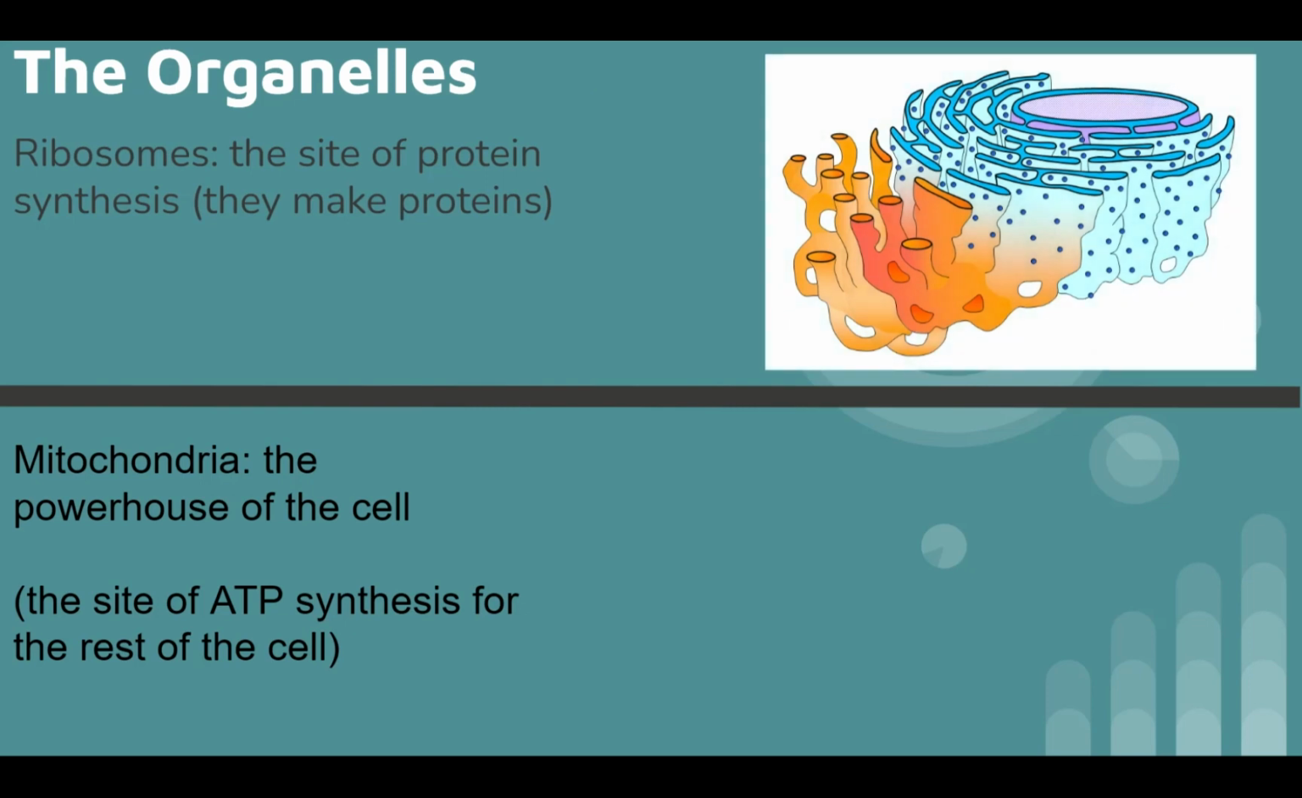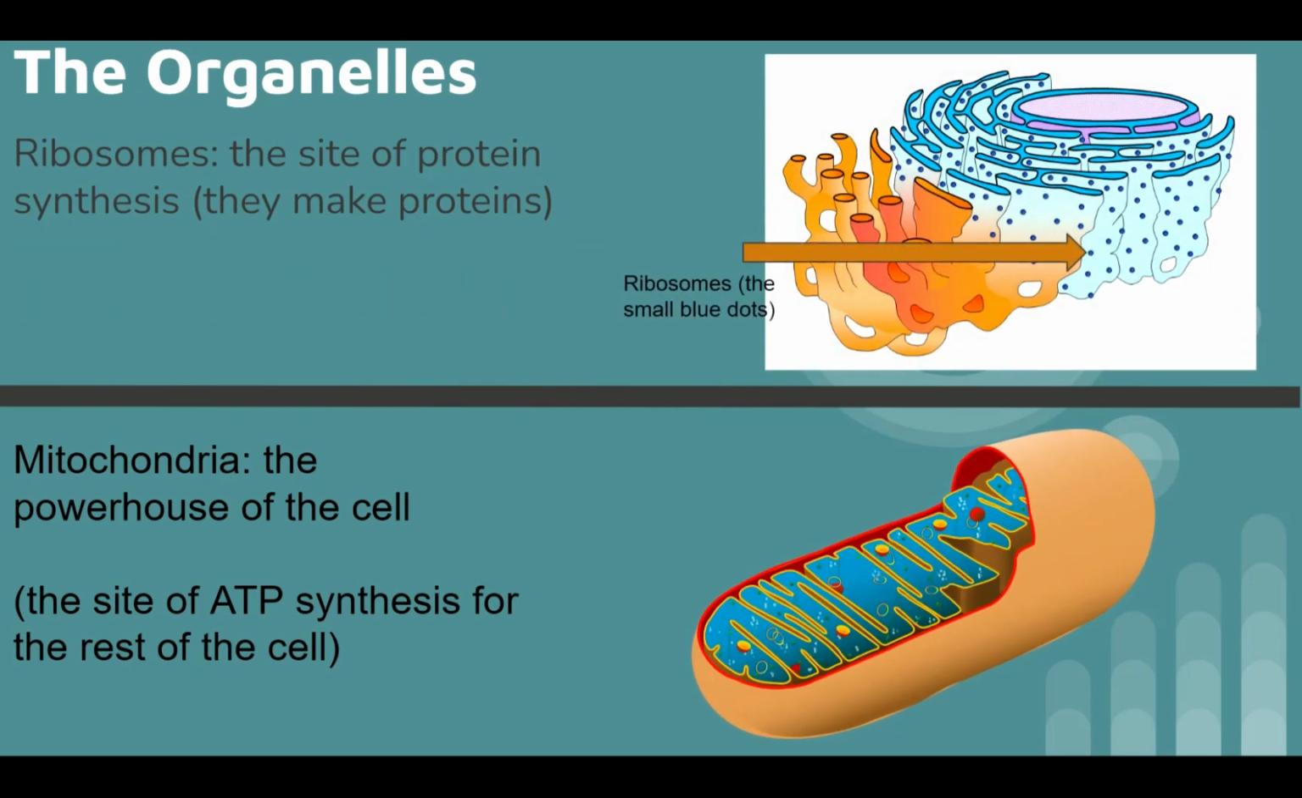Next, ribosomes. They are the site of protein synthesis, or in other words, they make proteins. And you can see them in the right diagram as the small blue dots, and they're often seen in the cytoplasm as well as the small dots in the cell.